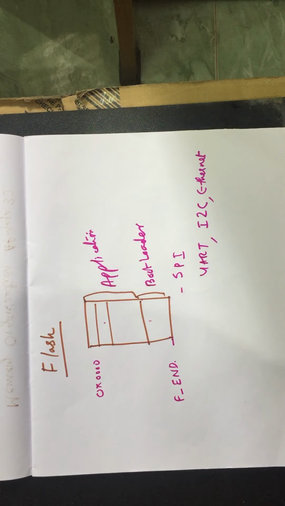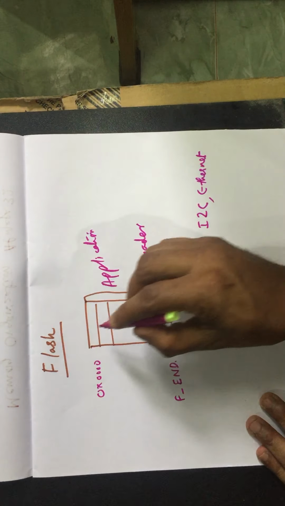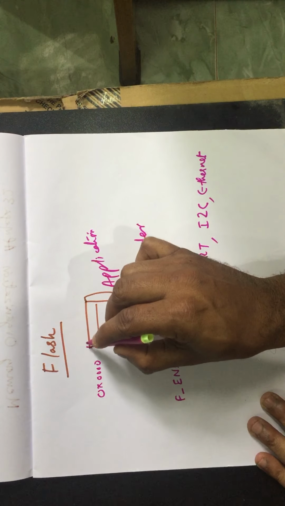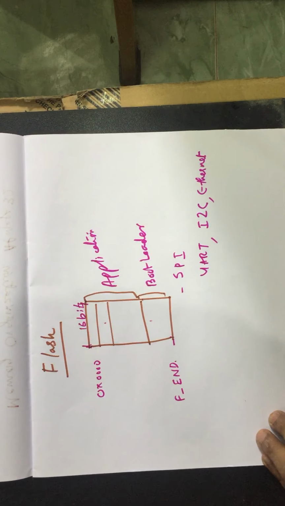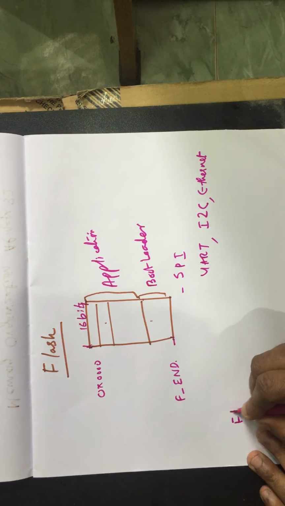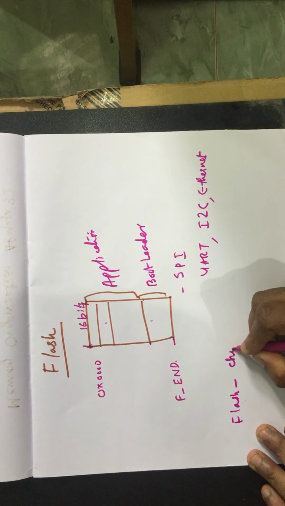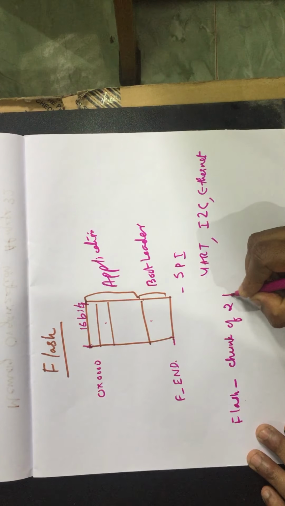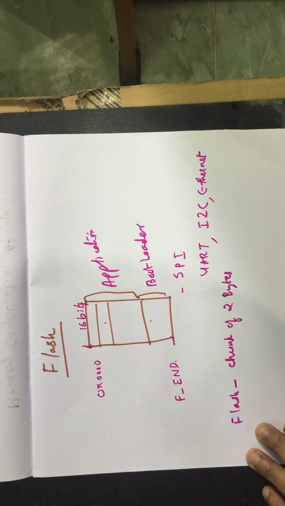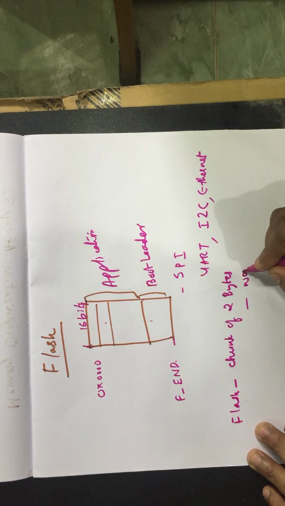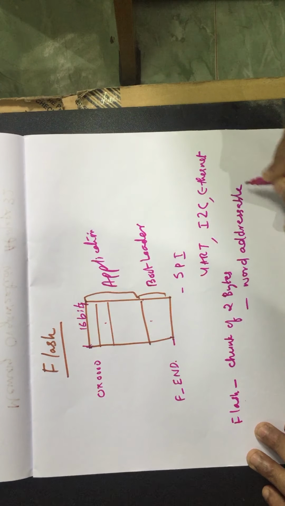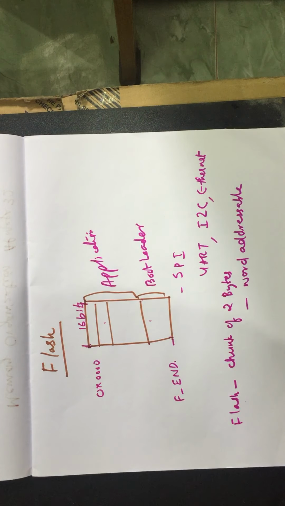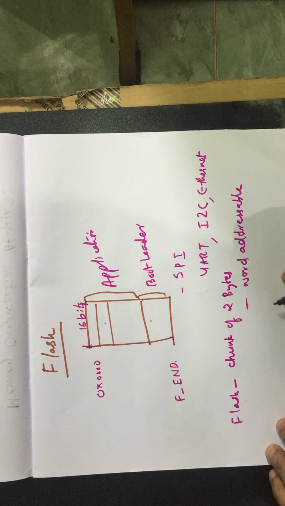And this flash is actually of word length 16 bits. That is, if you go for flash, it's a chunk of 2 bytes. 2 bytes means a word. So the flash memory inside ATmega32 is word addressable, that is 2 bytes. But how this stands is like this.